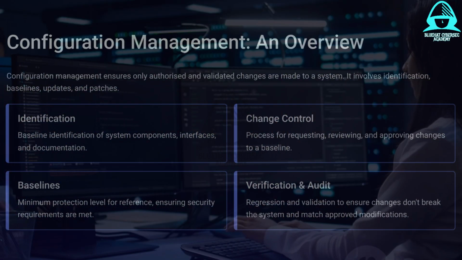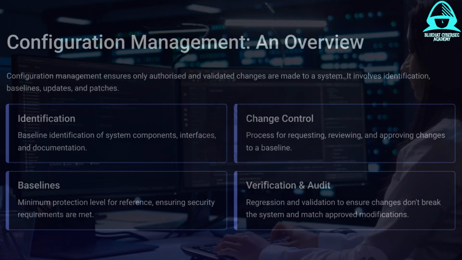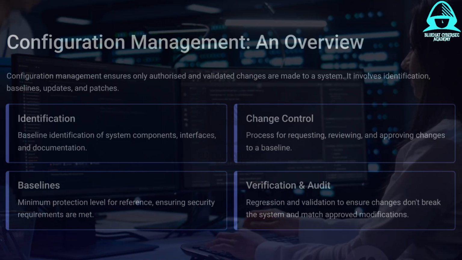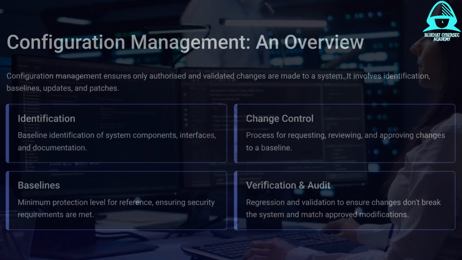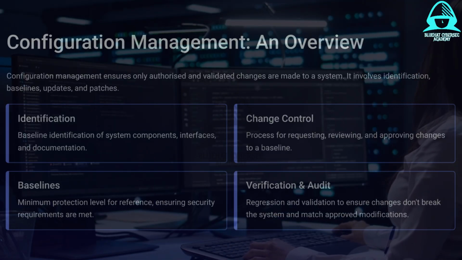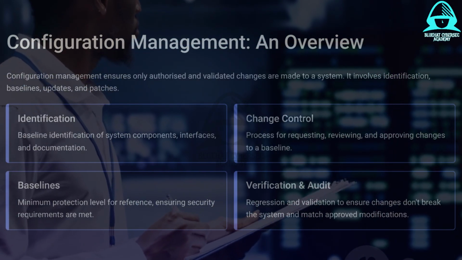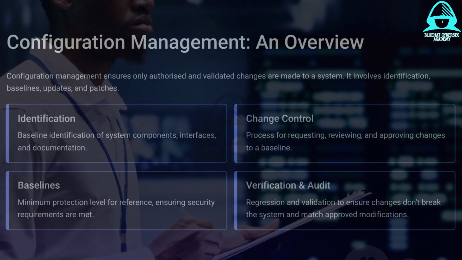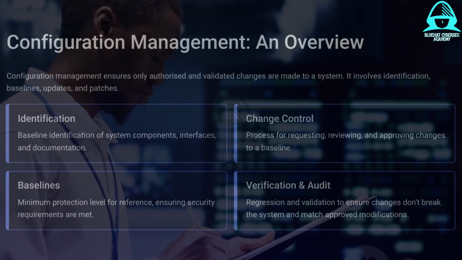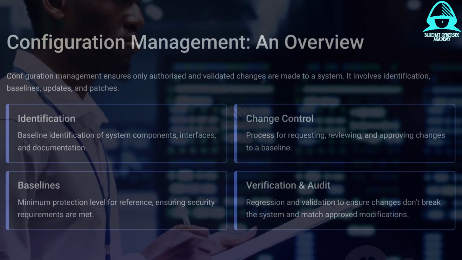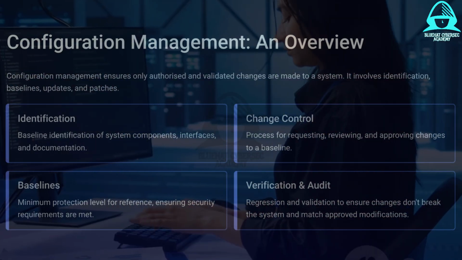Now let's look at verification and audit. Verification and audit involve a regression and validation process, which may include testing and analysis, to verify that nothing in the system was broken by a newly applied set of changes. An audit process can validate that the currently in-use baseline matches the sum total of its initial baseline, plus all approved changes applied in sequence.